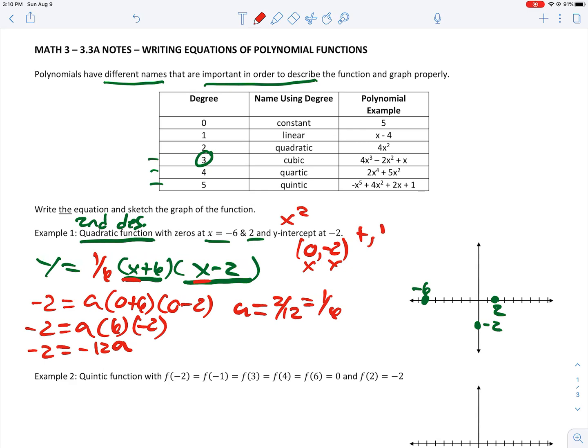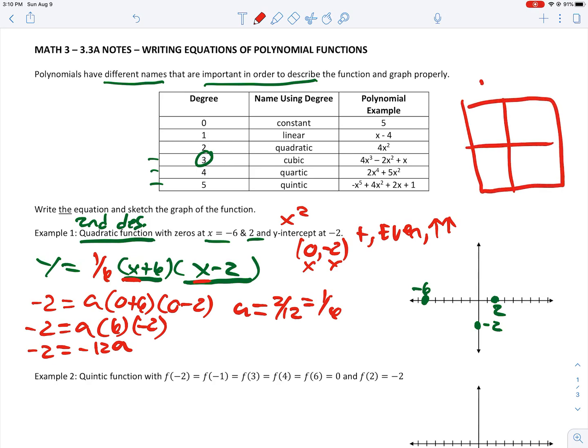So it's positive, it's even. Thinking back to our notes on 3.1, positive and even means it's going to be high to high. Remember, think back to our box: positive, negative, odd, or even. However you want to do it, but be consistent. So even is high to high, low to low. Odd is low to high, and odd and negative is high to low.